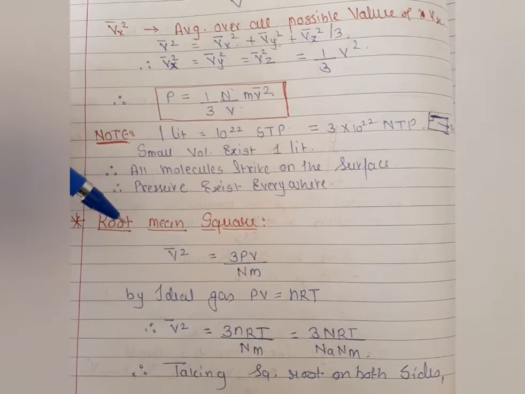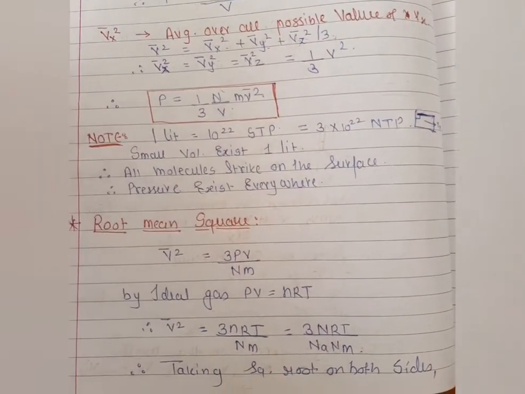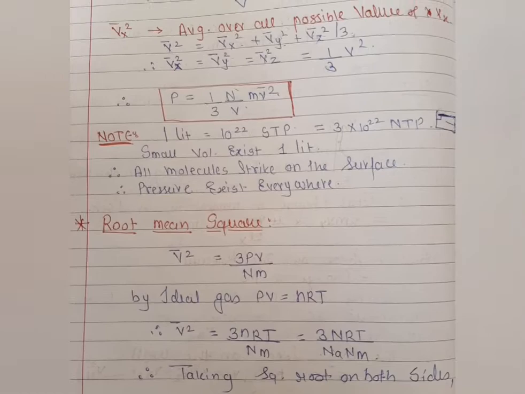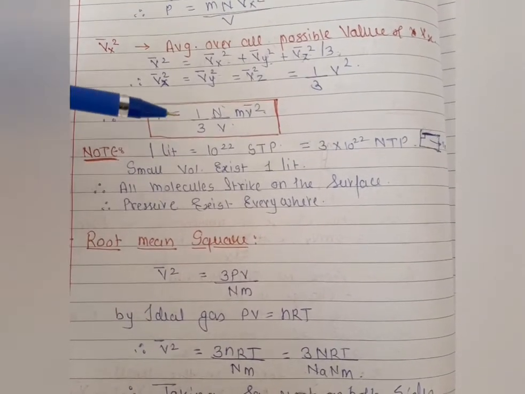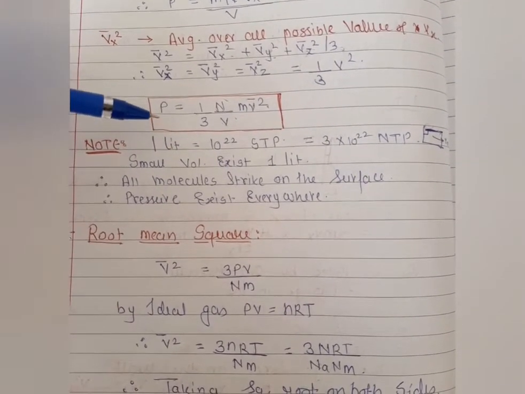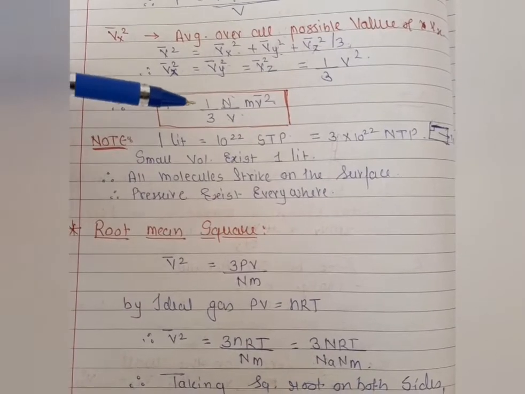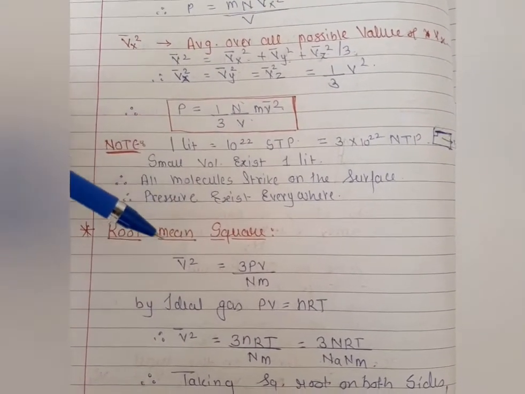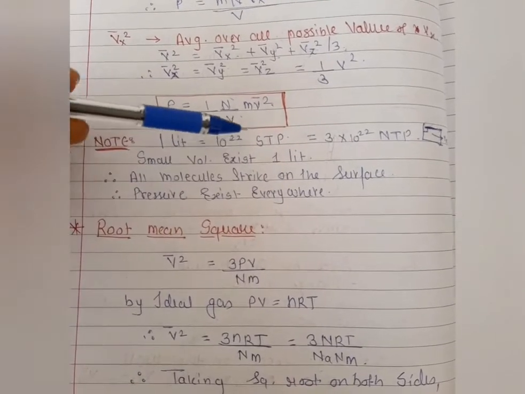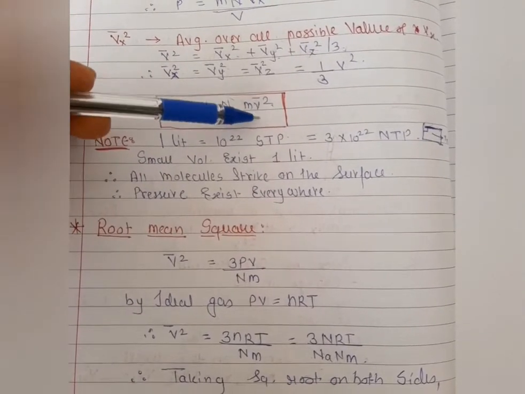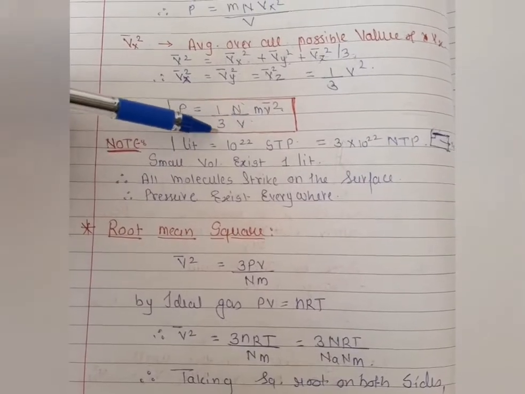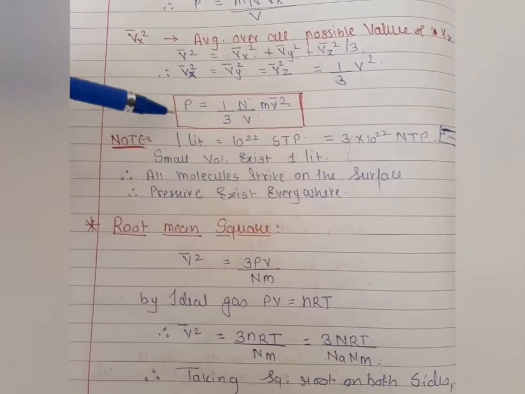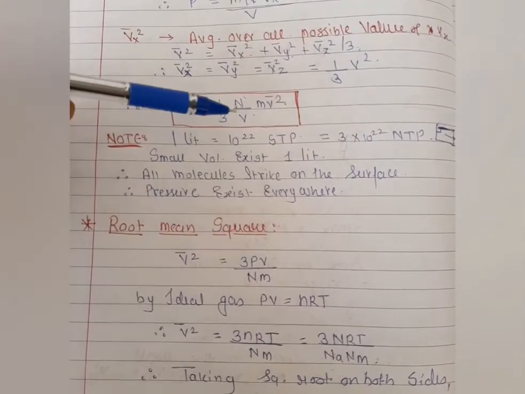So let's find out, students, the root mean square speed from the pressure of an ideal gas. In the previous video we have already derived this: the pressure of an ideal gas is 1 by 3 N by V m v square. So here we can find out the root mean square by just rearranging this term: v square as it is, 3 PV shifted here, and N m as it is.